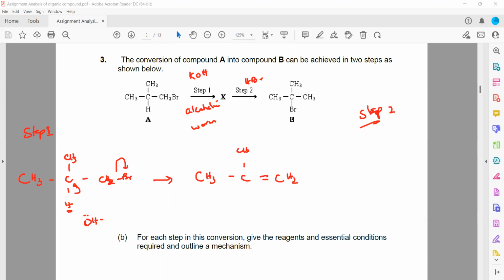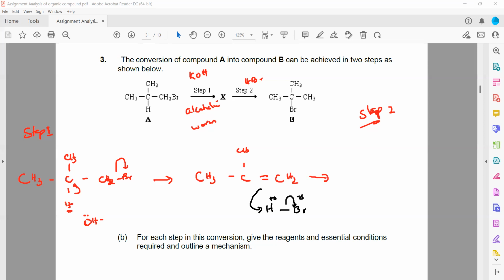This is an elimination reaction. Then after elimination, what happens in step two? That is a substitution. That is an addition reaction. So electrophilic addition reaction, like the reagent now is HBr, hydrogen bromide, in which hydrogen is partial positive, bromine negative. Bromine will take both of these electron pairs, and this hydrogen is attracted towards the electron rich side.